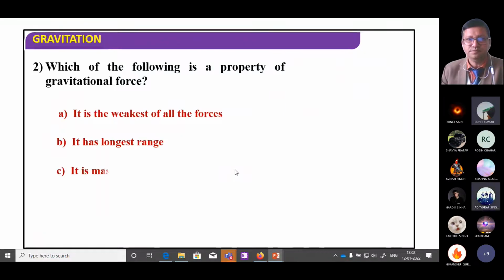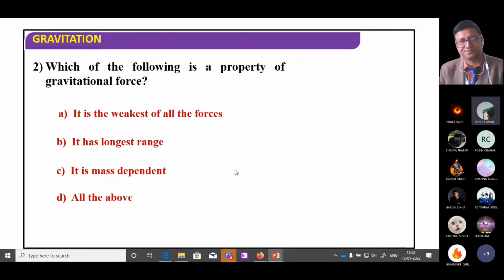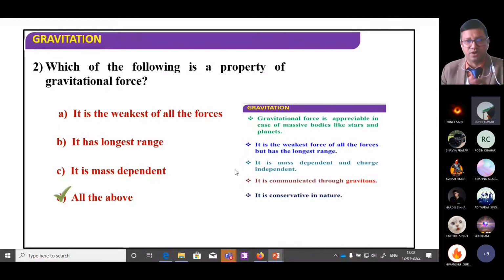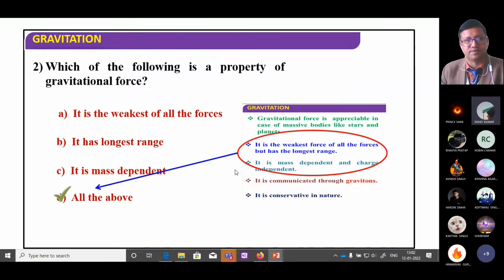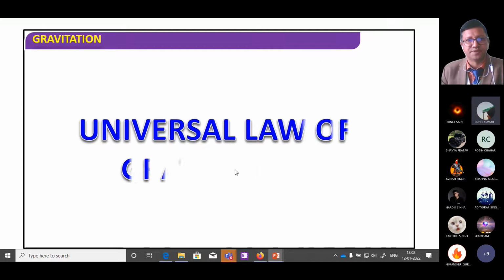बताइए. Sir, all of the above. Wonderful. बहुत बढ़िया. अरे बहुत बढ़िया. Good. It is all of the above. So all the properties we have listed in the previous slides. So this is something about the gravitational forces.